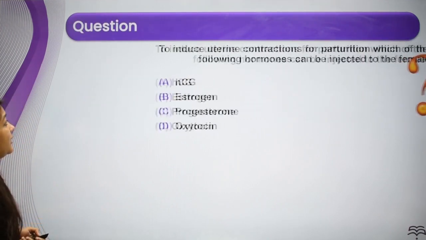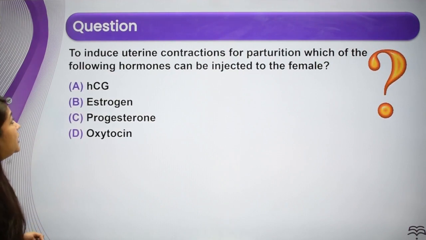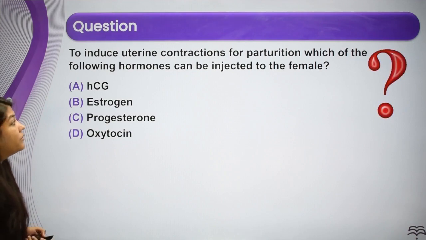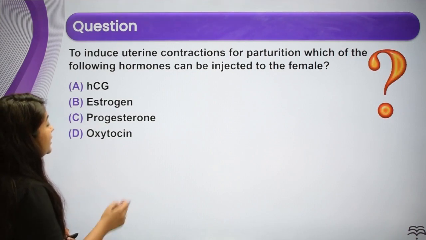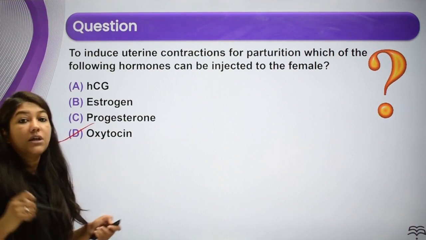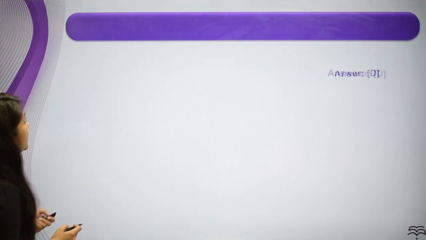Alright, now let's take a question on this. To induce uterine contractions for parturition, which of the following hormones can be injected to the female? देखो parturition की बात हो रही है, एक ही hormone का नाम याद आना चाहिए, oxytocin. Okay, so our answer is going to be oxytocin.